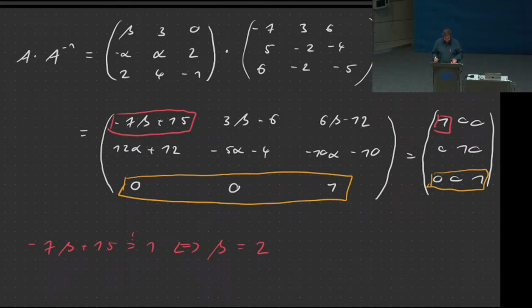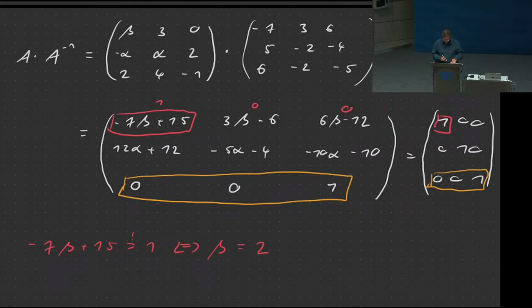And now if beta equals 2, this is going to be 1. This is going to be 0, and this is going to be 0. So please don't forget to verify that the other entries also work out. You just need one to determine the right beta, but you need to verify that the other entries yield the correct values. Otherwise, you'd have to conclude no setting of beta will do the right thing here.